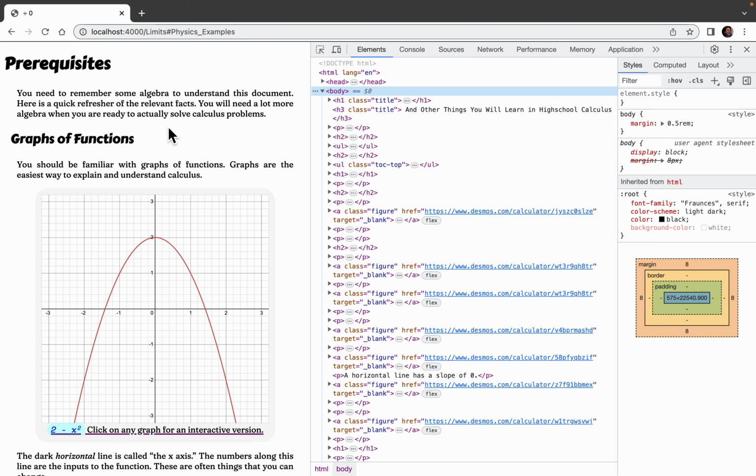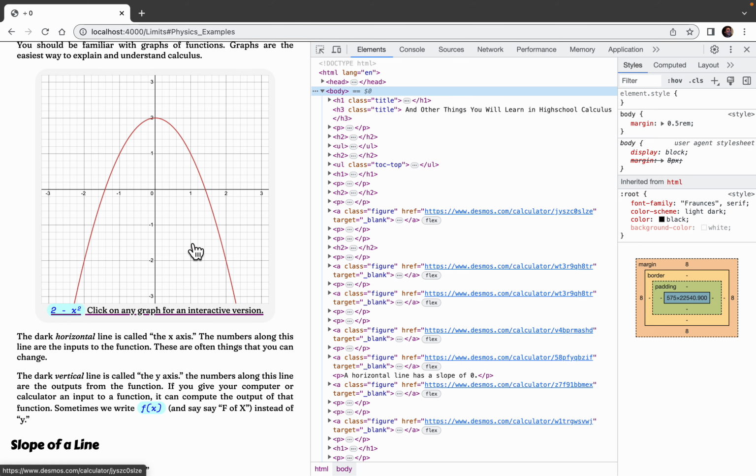Prerequisites. You'll need to remember some algebra to understand this document. Here is a quick refresher of the relevant facts. You'll need a lot more algebra when you're ready to actually solve calculus problems. Graphs of functions. You should be familiar with graphs of functions. Graphs are the easiest way to explain and understand calculus.